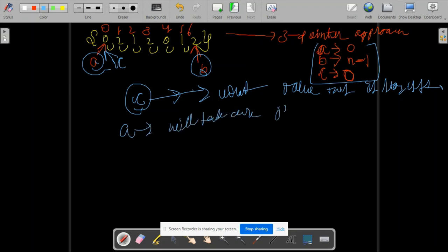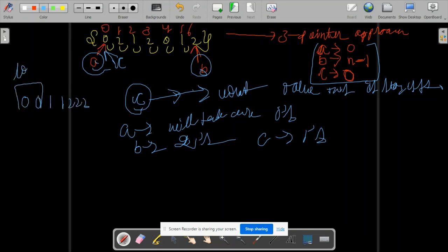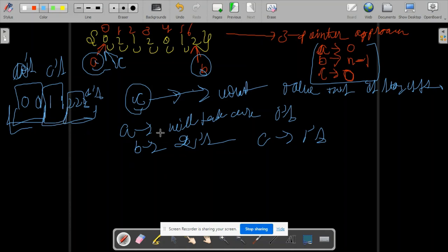A will take care of zeros. B will take care of twos. And C will take care of ones. If you segregate it, you will get something like this. This is A's area, this is B's area, and this is C's variable area. So A will take care of putting zeros at one place, B will take care of putting all the twos at the end, and C will pay attention to putting the ones at one place in the middle, right?